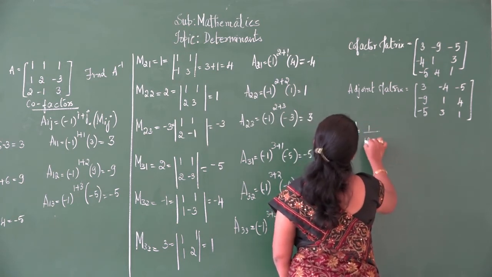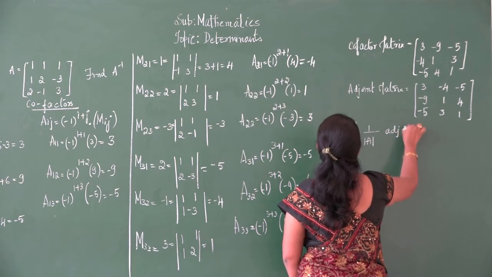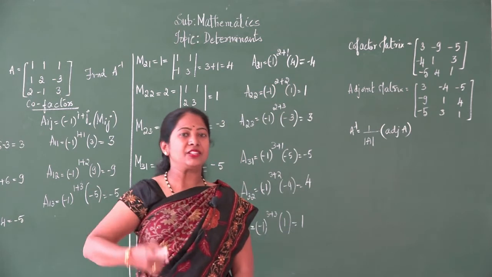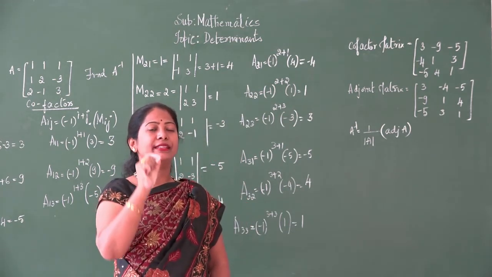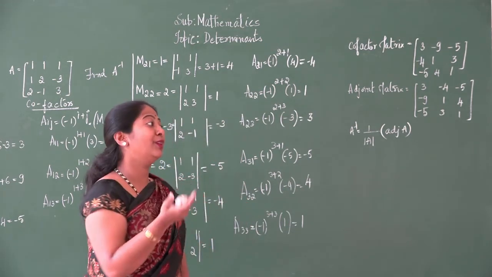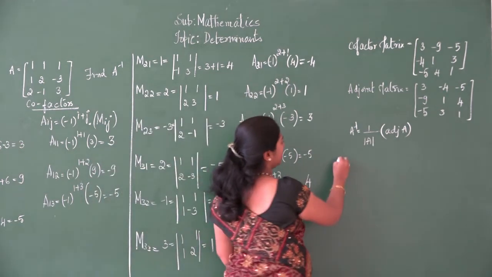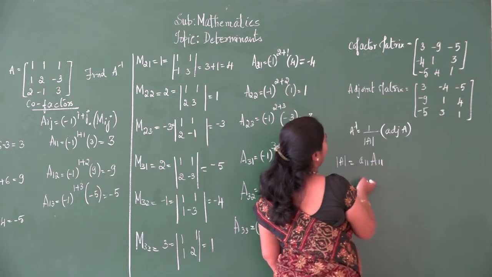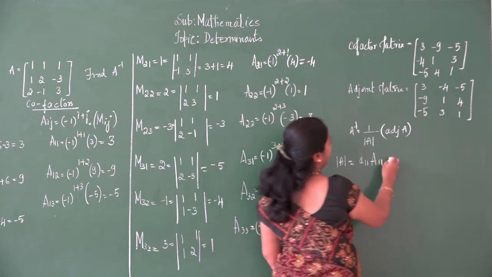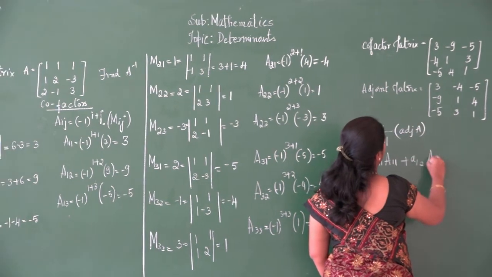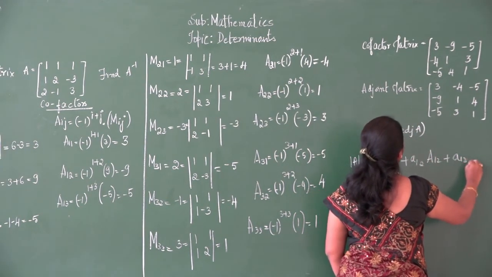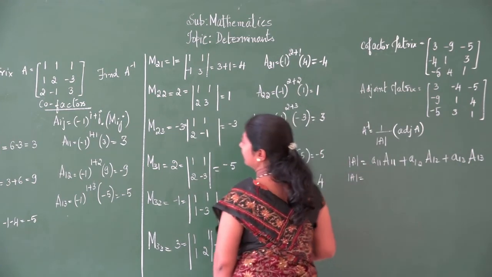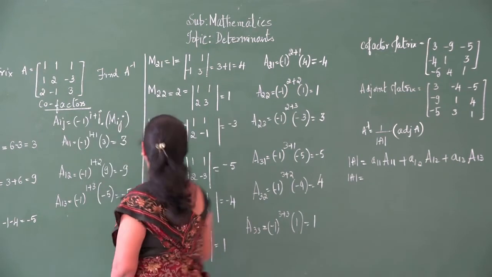1 by determinant A into adjoint A. Determinant A: one method of solving, I have shown in the previous sessions. You are supposed to associate the sign for the first row and expand the determinant. Determinant A is A11 into its cofactor, plus A12 into A12, plus A13 into A13. What is the A11 element? That is nothing but 1.